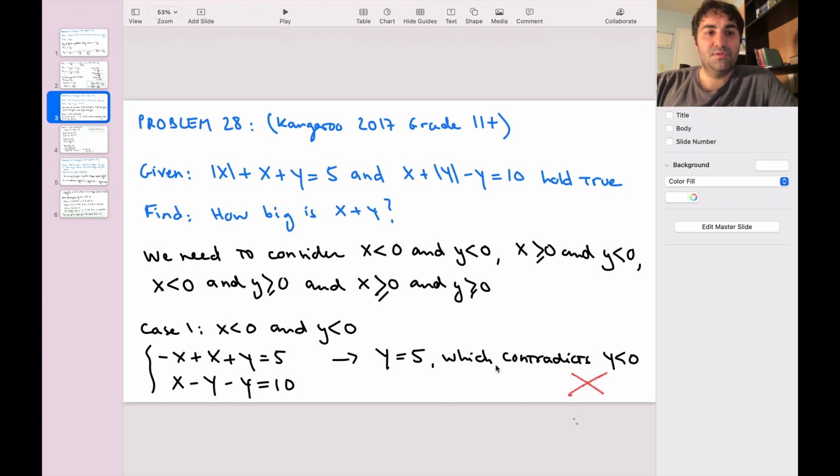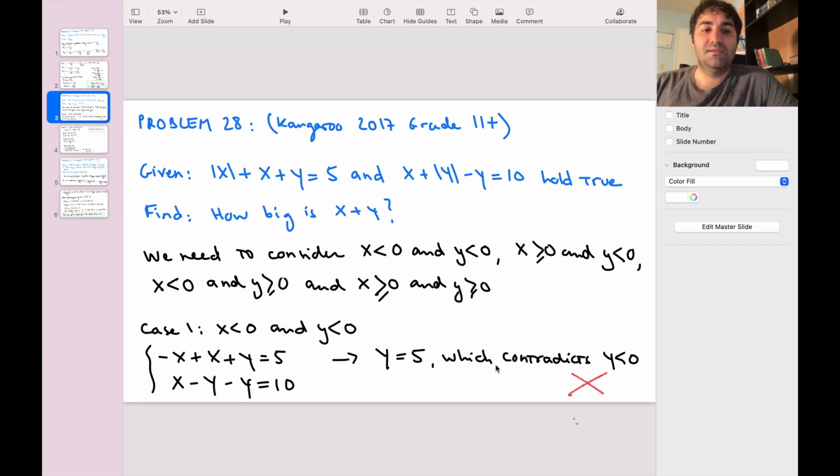So let's try problem 28 from the 2017 Kangaroo. We're given absolute value of x plus y equals 5, and x plus absolute value of y minus y equals 10. Both hold true. So how big is x plus y? We're going to consider 4 cases. The first case is x is smaller than 0 and y is smaller than 0. The next case is x is greater than or equal to 0 and y is less than 0. Then x is less than 0 and y is greater than or equal to 0. And then finally, x is greater than or equal to 0 and y is greater than or equal to 0.